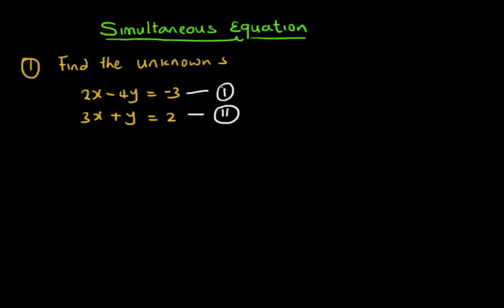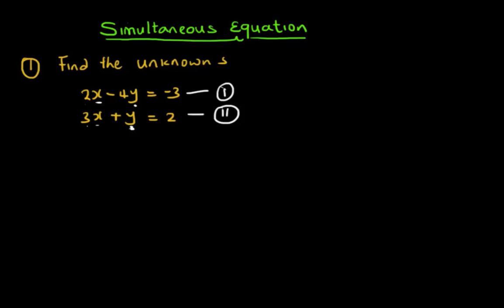Now for example, if you look at equation 1, you can see that the coefficient of x is greater than 1. The coefficient of y is minus 4, which is definitely not 1 or minus 1. Now the coefficient of x here is 3. The coefficient of y here is 1. Now when you are solving simultaneous equations using the substitution method, it's easier when you pick the equation that has one of its variables whose coefficient is either 1 or minus 1, because finding the subject of the formula becomes really easy.